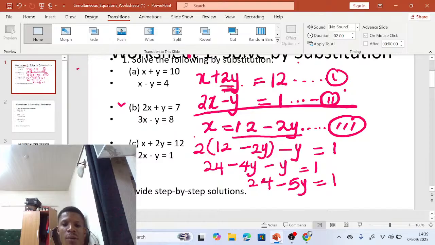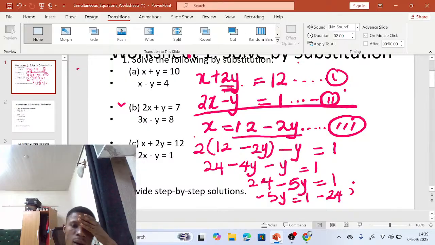Okay, so what do we have to do? We have to subtract 24 from both sides. Minus 5y is equal to 1 minus 24. And what's the value for 1 minus 24? 1 minus 24 will be minus 23. So minus 5y is equal to minus 23.